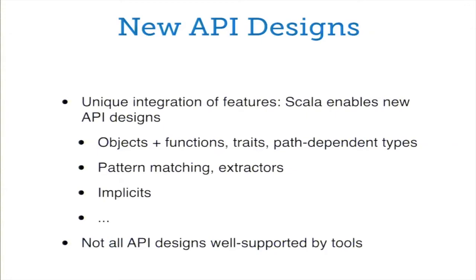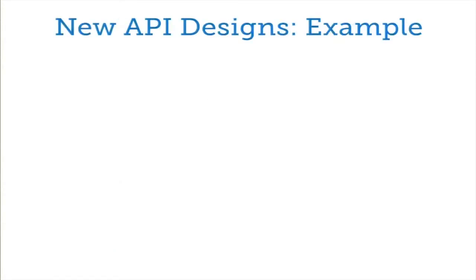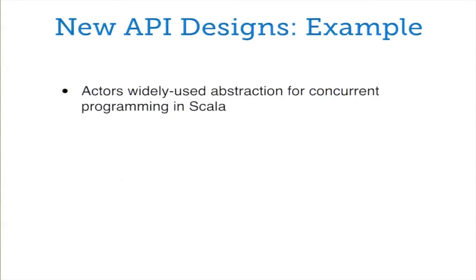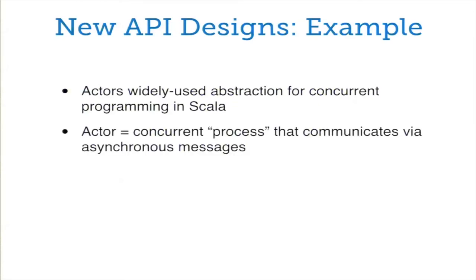And that's actually one of the core issues we have, is that the tooling we have for, let's say, Java, but also for Scala, supports certain things well, but not necessarily some new API designs that we come up with, right? And the question is, what can we do about this? So let me give you an example to be slightly more concrete.